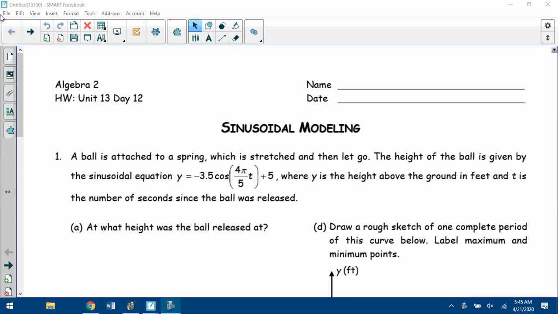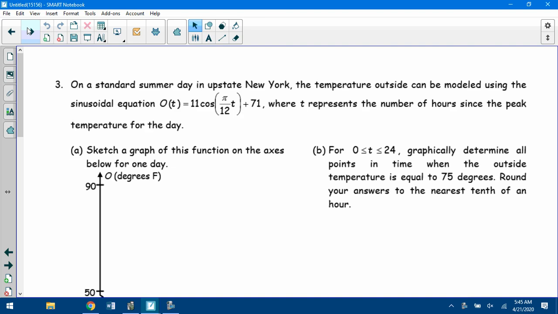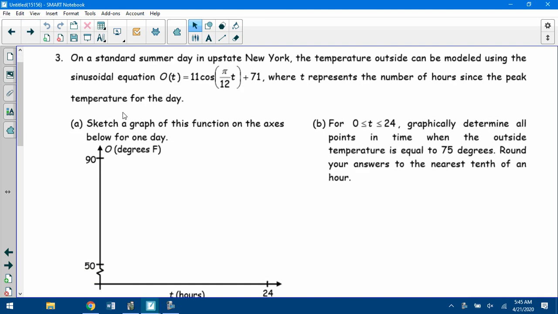I did have a couple of questions on the back, number 3. This one, the calculator one. On a standard summer day in upstate New York, the temperature outside can be modeled using this equation. So they give us the outside temperature equation, where T represents the number of hours since the peak temperature of the day. A says sketch a graph for this function on the axes below for one day.